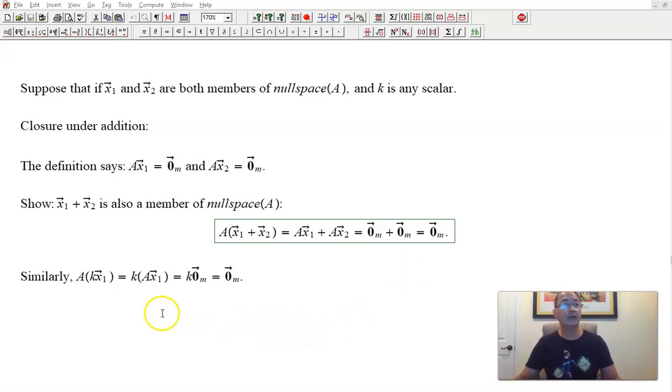And similarly, if you have a scalar product, k times x1, and you multiply that by A, you can use the homogeneity property, take out k, bring in A, and now you have Ax1, which is the zero vector 0m. Multiply it by k, you still get 0m. So therefore, our null space is also closed under scalar multiplication. And of course, the same logic applies to the null space of the transpose.